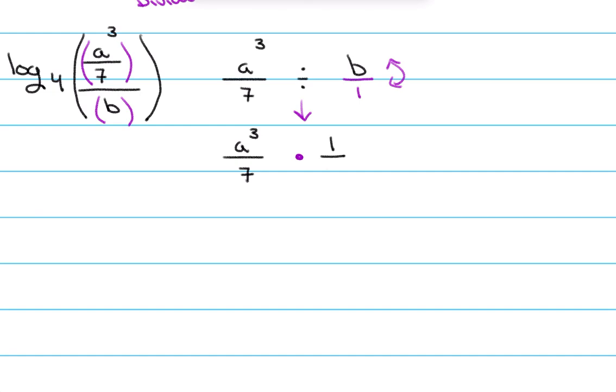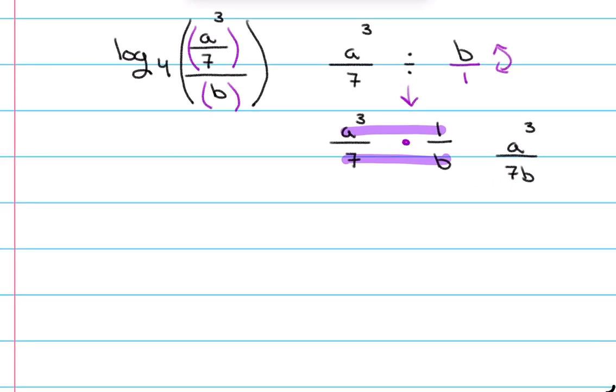So this is going to end up being 1 over b. And then we multiply straight across. So this is a cubed times 1, which is a cubed, over 7 times b, which is 7b. And this is my simplified complex fraction. So this is the same as this, just cleaned up. And so our ending answer for our logarithm is going to be log base 4, again keeping the base the same, of my simplified fraction, which is a cubed over 7b. And there is my ending answer for my spicy problem.